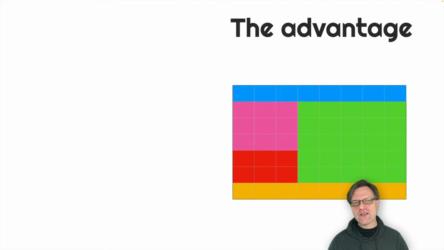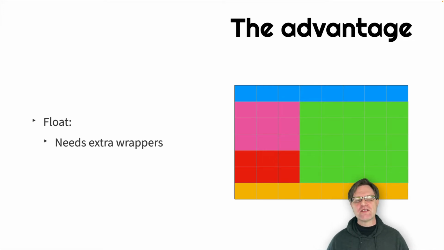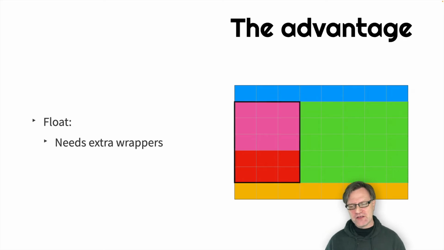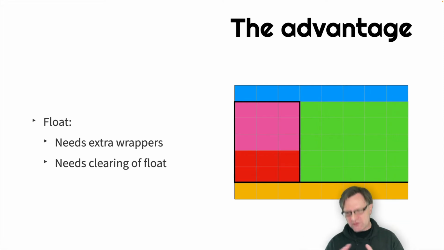And what is the advantage then with the grid? Well, if we compare to float, except that float is just a hack, using floats you usually need extra wrappers to get the layout that you really want. So here, for example, we would need an extra wrapper, because here we should have elements on top of each other, and then we also usually need to clear the floats to ensure that the footer goes below in this case. So you need some extra stuff here.